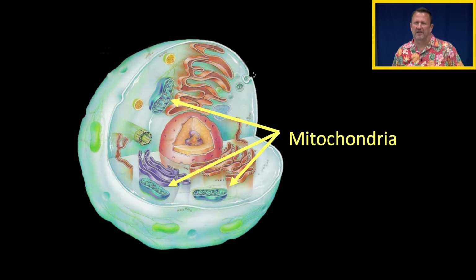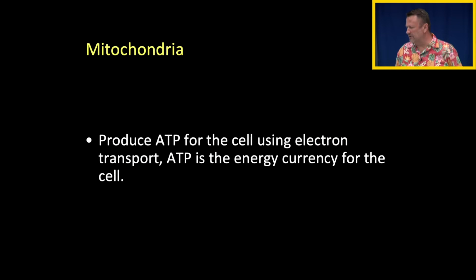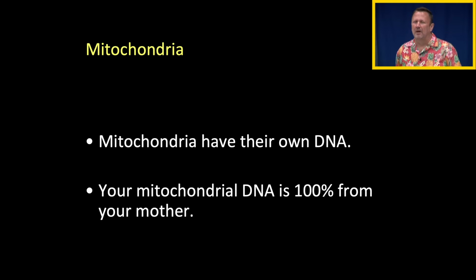Mitochondria are fascinating little creatures. They look like footprints. There they are flashing on my cartoon. They produce adenosine triphosphate for the cell using electron transport. Adenosine triphosphate is the energy currency. It's the main energy molecule for the cell. And so when the cell needs energy, in many reactions, in most reactions, it can use ATP as the energy driver for the cell. It'll get more complicated than that as we go along, but ATP is a great place to start. Mitochondria make ATP.